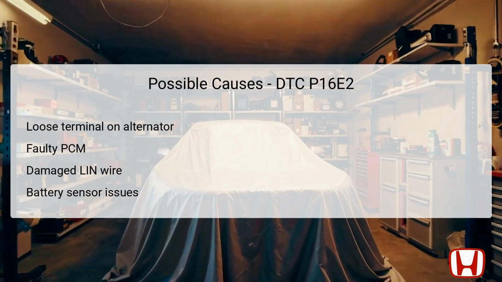Another possible cause could be a malfunctioning PCM, which can disrupt multiple communication pathways within the vehicle. Additionally, issues with the LIN wire itself can result from damage or shorts, which would prevent proper data transfer between components. Lastly, a faulty battery sensor might hinder communication as it interacts directly with both the alternator and the PCM, potentially leading to erroneous readings and triggering the DTC.